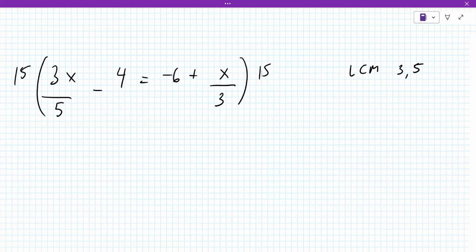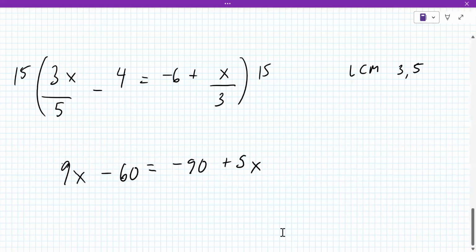Would it be 9x minus 4 equals -6 plus 5x? You have to multiply everything. You multiplied the first one, but not the second one. Oh, okay. So 9x minus 45. 15 times 4, 60. 15 times -5 is -90. Okay. Yeah, so just double check that, make sure you're in agreement with that.